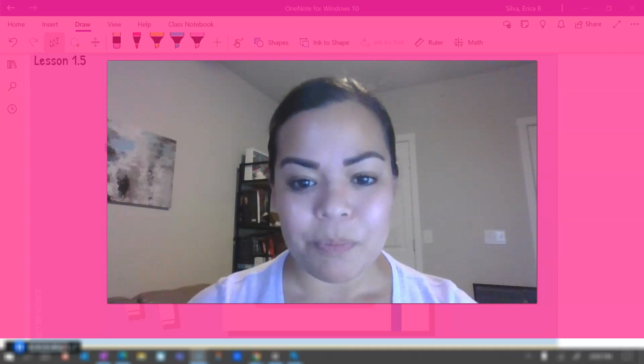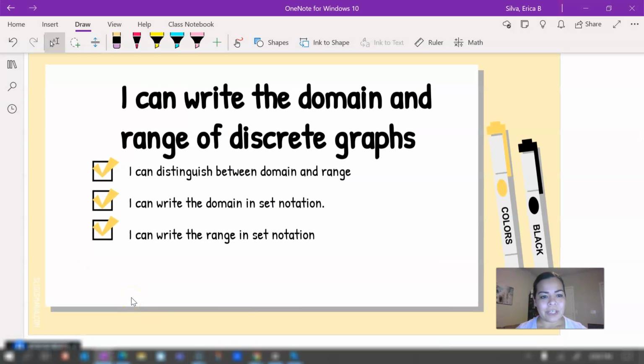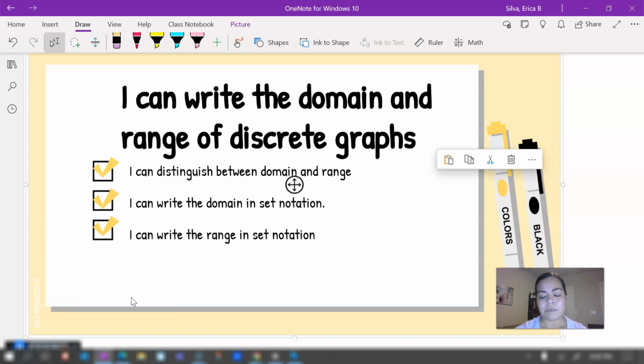We're going to be doing lesson 1.5, discrete domain and range. All right, for our learning target, we're going to say we can write the domain and range of discrete graphs. I can distinguish between domain and range. I can write domain in set notation, and I can write range in set notation. This might look familiar from your freshman year or from Algebra 1.